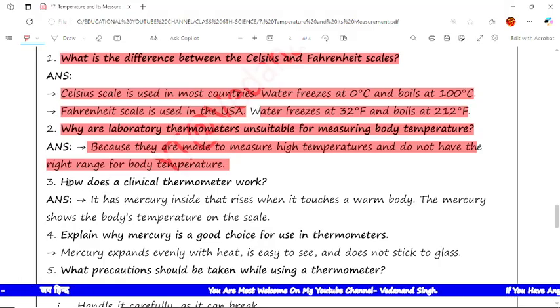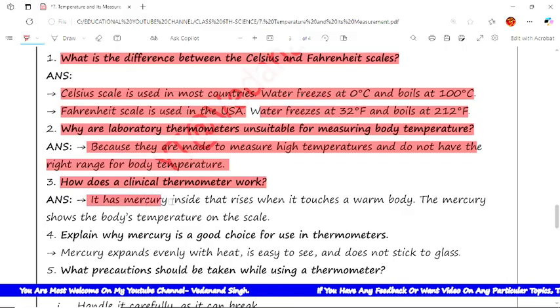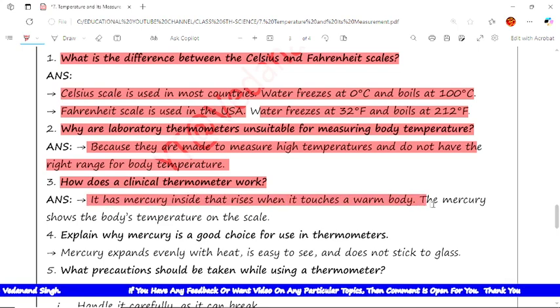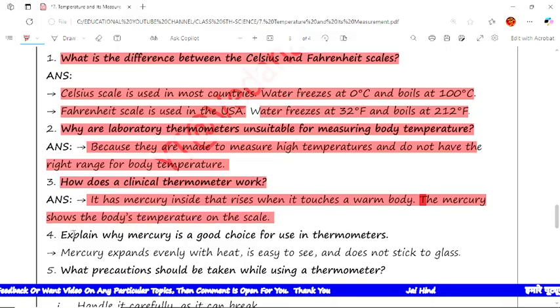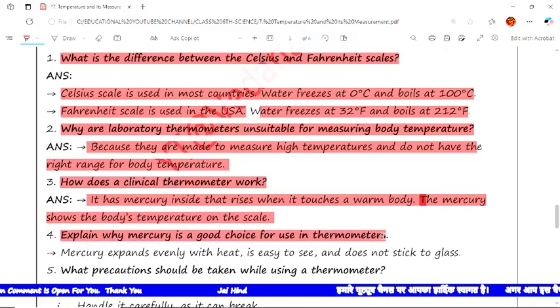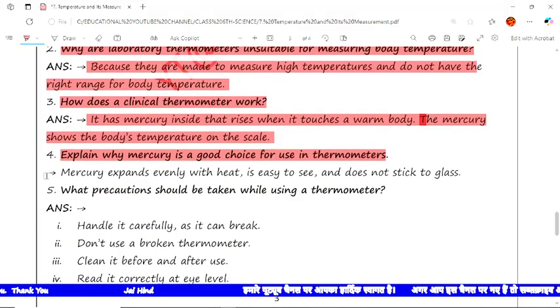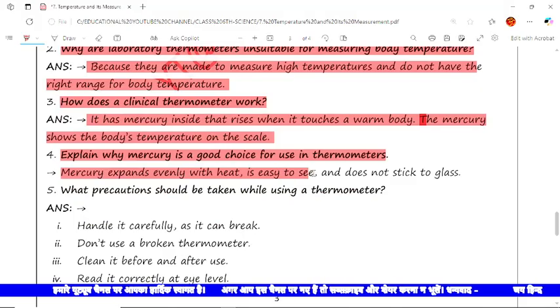The next question is: how does a clinical thermometer work? The answer is that it has mercury inside that rises when it touches a warm body. The mercury shows the body temperature on the scale. Now the next question is: explain why mercury is a good choice for use in a thermometer. The answer is that mercury expands evenly with heat, is easy to see, and does not stick to glass.